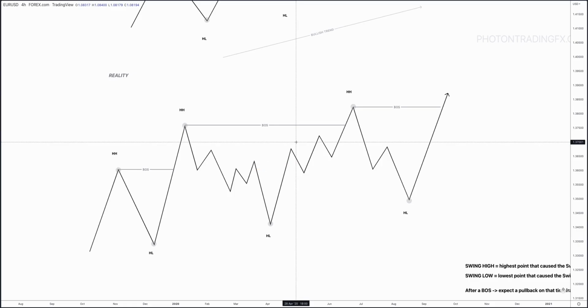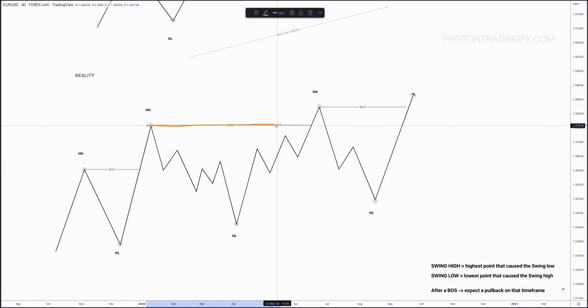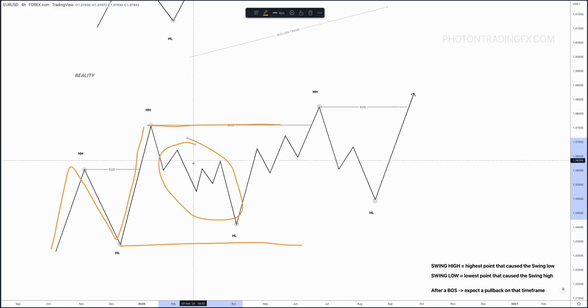I thought the trend was bearish. I keep getting stopped out. And the reason why is because you haven't zoomed out enough to actually see where we are within the true swing structure, okay? Because at this moment, this is your swing high and this is your swing low, okay? Because we are bullish.